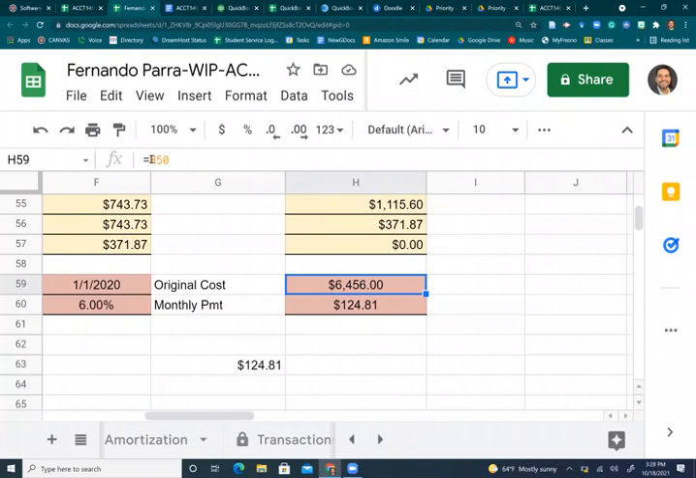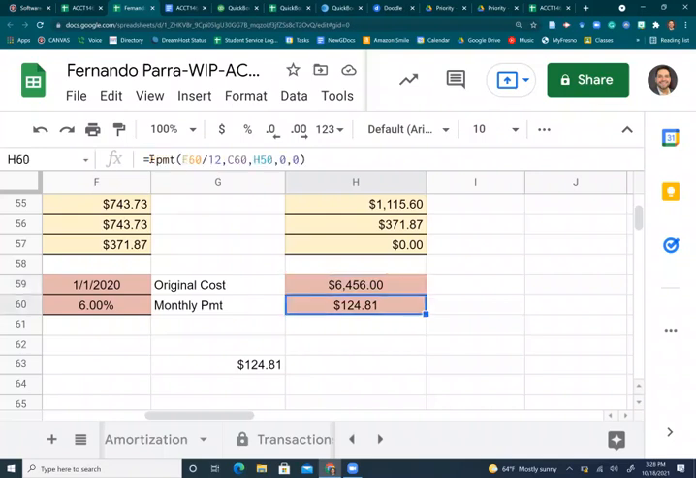32.28 exactly. So now I know what my interest was for the first month. So out of the 124.81, 32.28 was paid for interest, and the remaining $92.53 would be going to my capital, my loan, right?